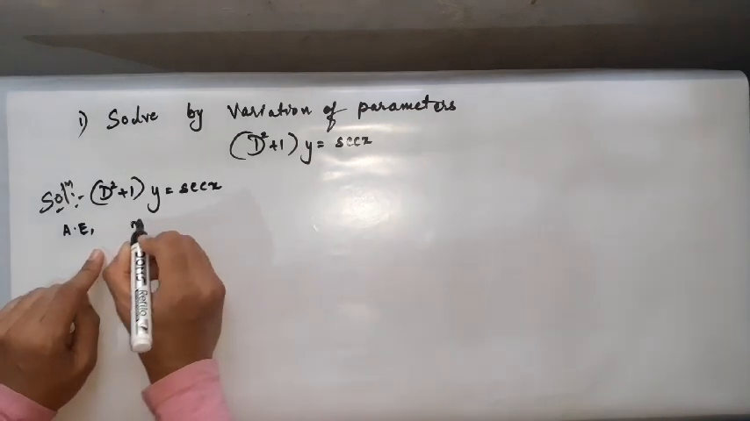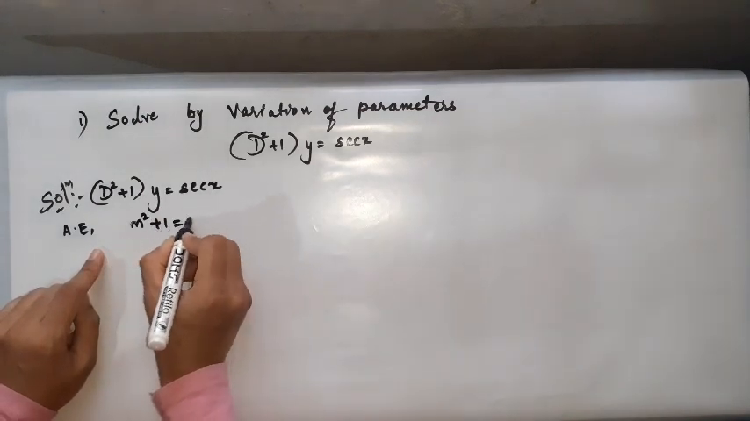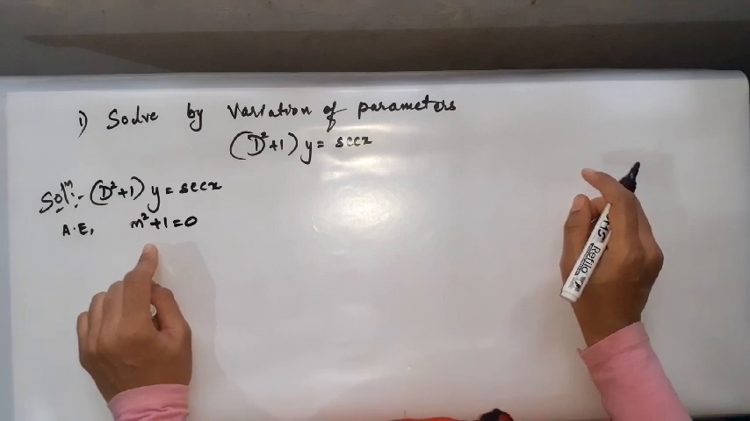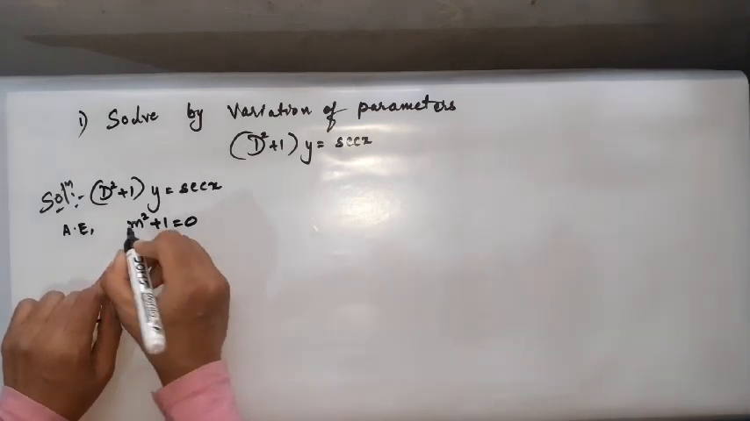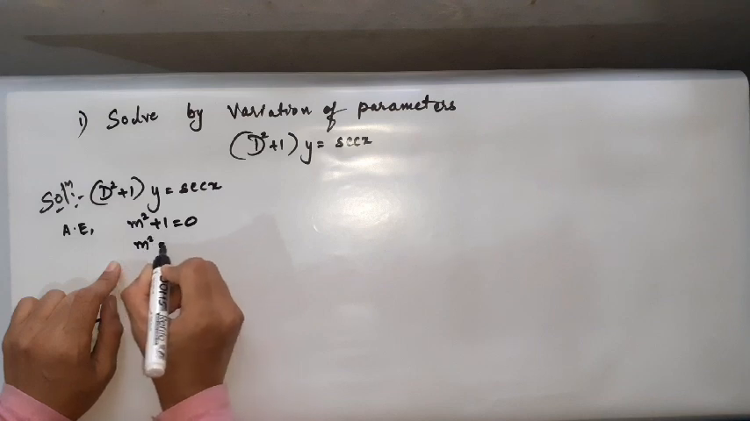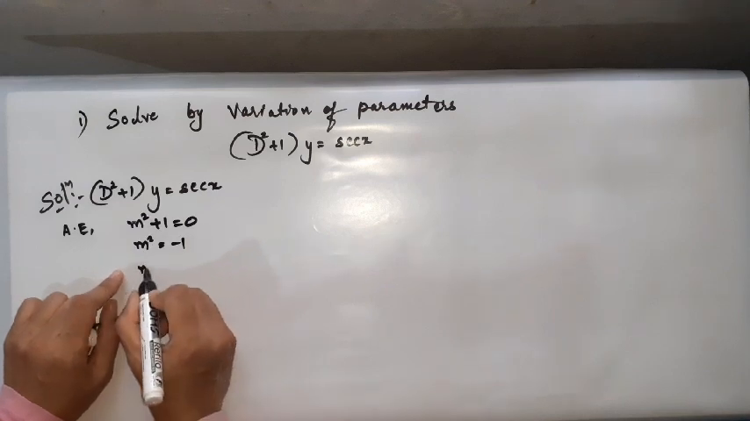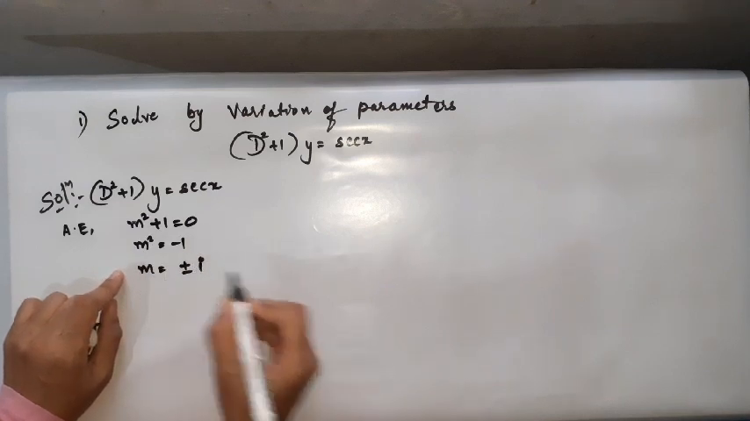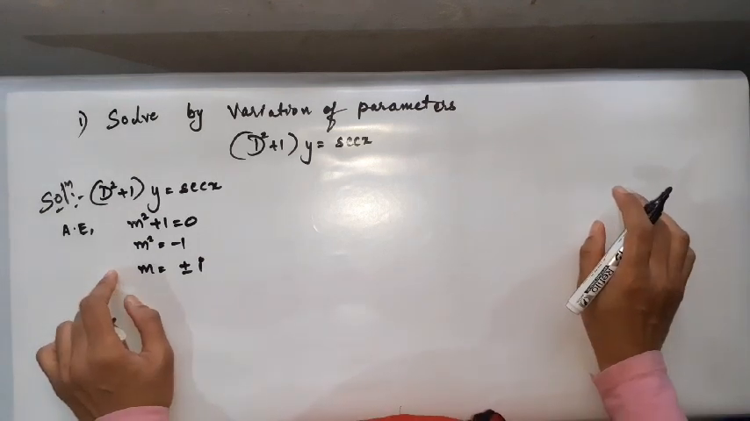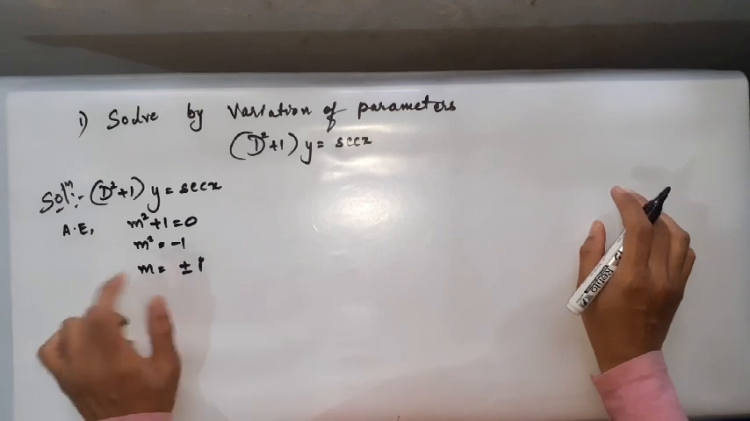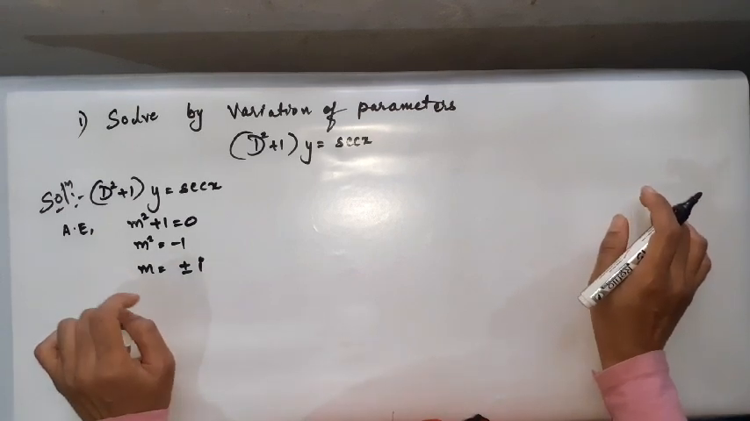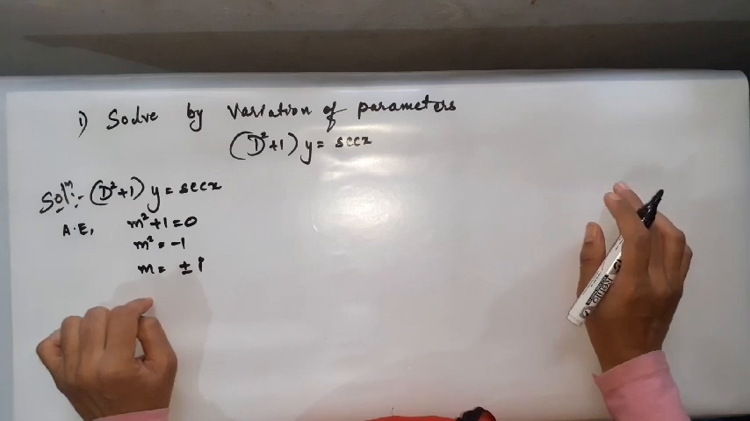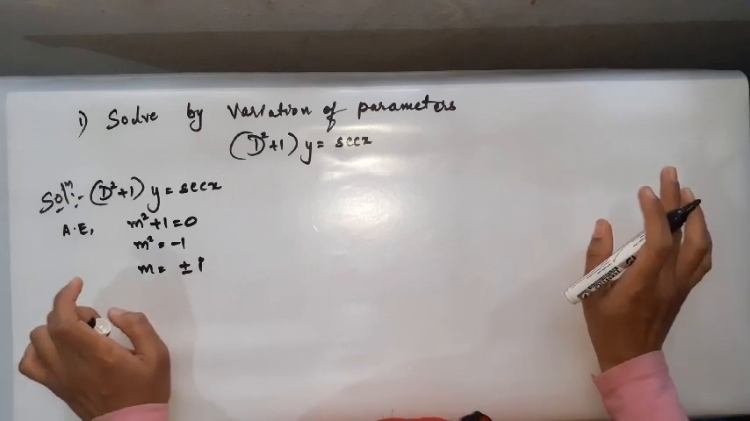The auxiliary equation is m square plus 1 is equal to 0. I hope everyone has done up till here. Let us solve the roots of this equation. m square is equal to minus 1, or m will be plus or minus i. So here the roots are complex, because m square is equal to minus 1. So m will be plus or minus root of minus 1, or m is equal to plus or minus i, is it not?